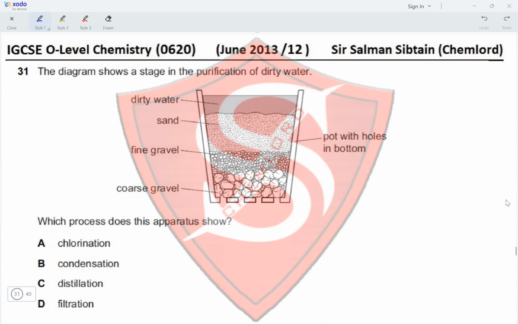So this is basically filtration taking place, different levels of filtration to remove as many undissolved particles from the water as possible. Which process does this apparatus show? Chlorination? No. Condensation? No. Distillation? No. Filtration? Yes. Therefore, option D is the correct option for this question.